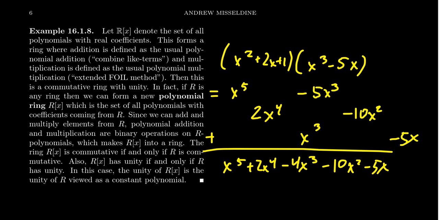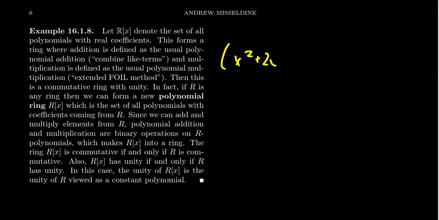This forms a ring, and in fact, R[x] here will form a commutative ring with unity. Multiplication of polynomials does commute, and the unity will just be the constant number one. R[x] does include constant polynomials in this situation. Now, we can generalize this construction. If R is any ring whatsoever, we can define the polynomial ring, which will be denoted R[x]. So R[x] will be the set of all polynomials whose coefficients come from R.